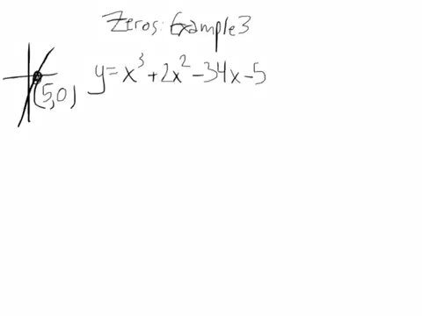So this is the third example for finding zeros. We're given a graph, and this graph doesn't give us the whole shape, but it tells us one place where this crosses the x-axis at 5. So we know one of the zeros is 5.